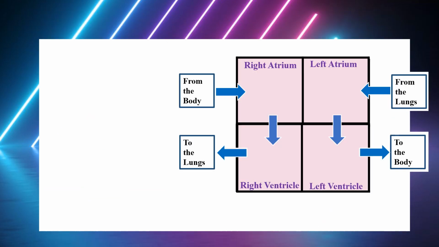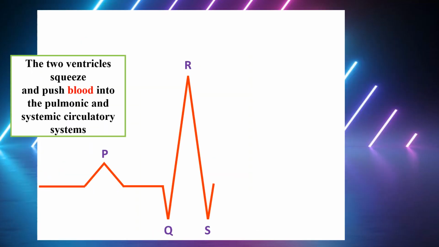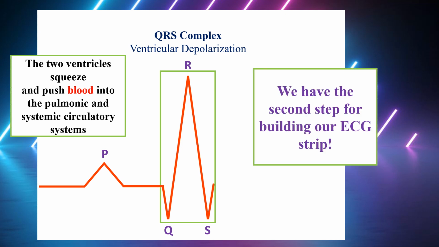We know the P wave is a result of the atria putting out a shock and squeezing and pushing blood into the ventricles. So the two ventricles will squeeze and push blood into the pulmonic and systemic circulatory systems. So the atria squeeze and then the ventricles squeeze. The two ventricles squeeze and push blood into the pulmonic and systemic circulatory systems. So that's going to be our QRS complex. That's ventricular depolarization. So we have the second step for building our ECG strip.